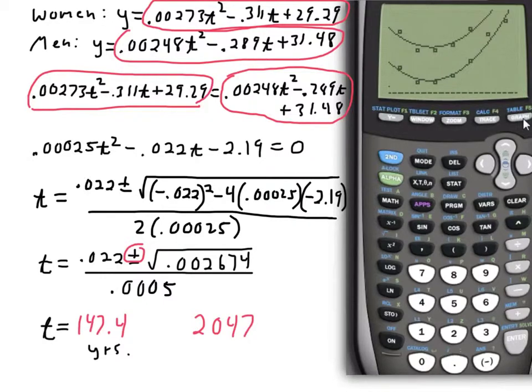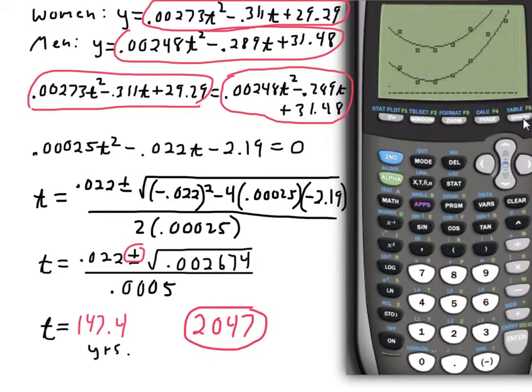During that year, it actually is 2047.4. So that would be our projection. Now we can check this on our calculator as well if we find a point of intersection between these two graphs.